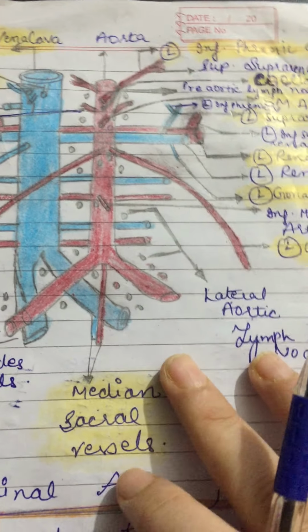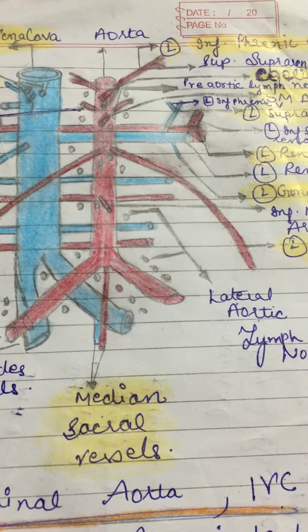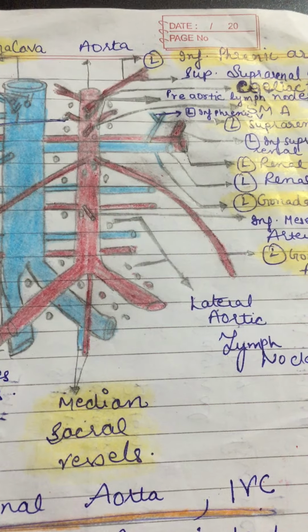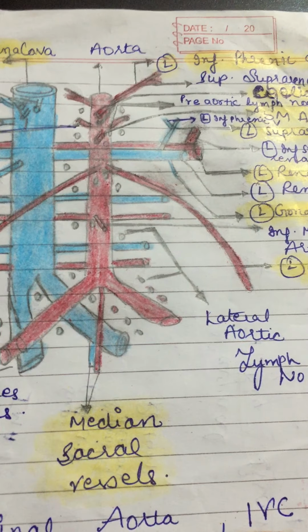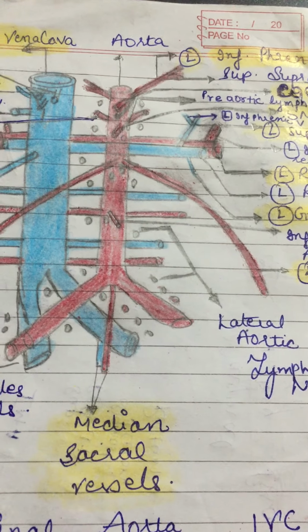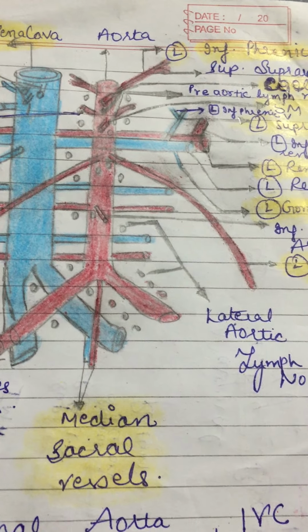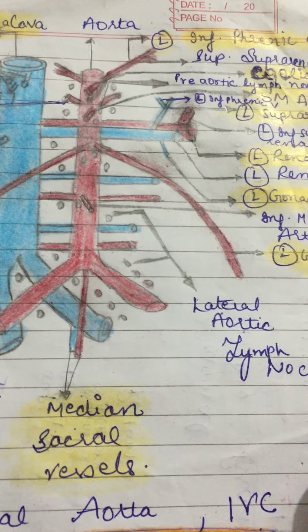Good morning, viewers. Today's topic for discussion is superior and inferior mesenteric artery and vein. Now let's start with the superior mesenteric artery. First of all, what is the superior mesenteric artery? It is a branch from the abdominal aorta.